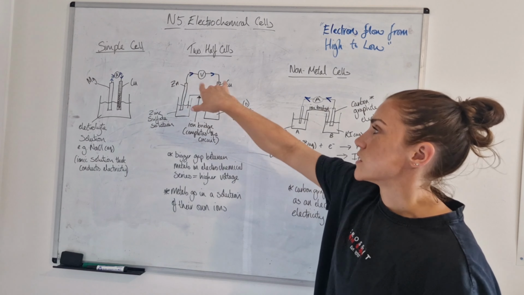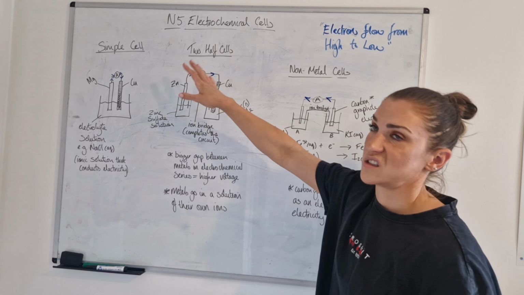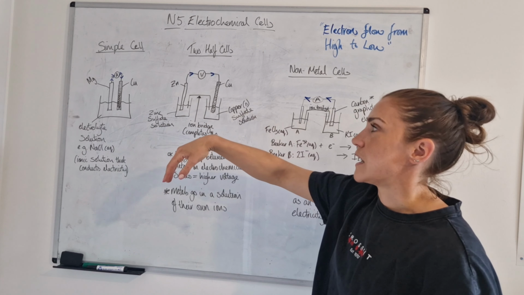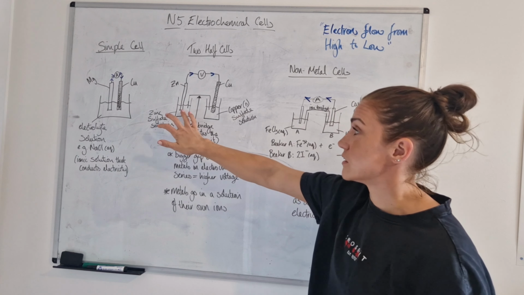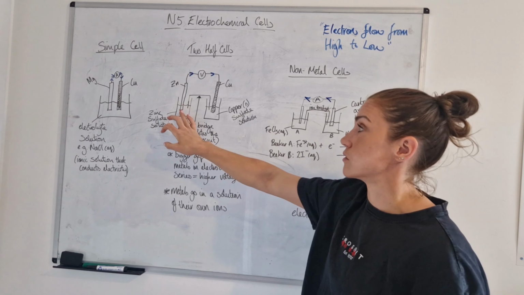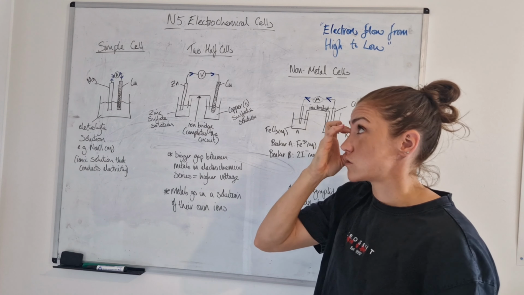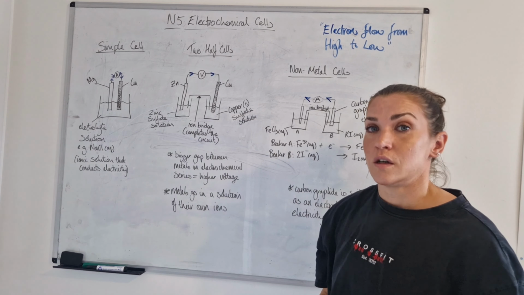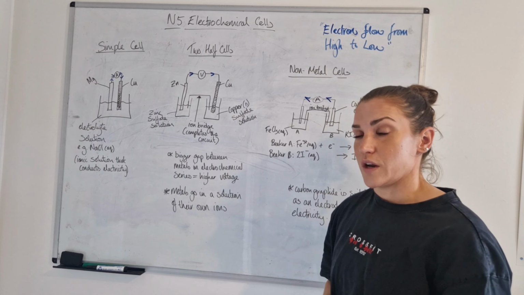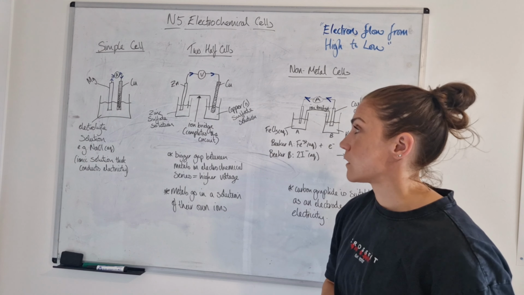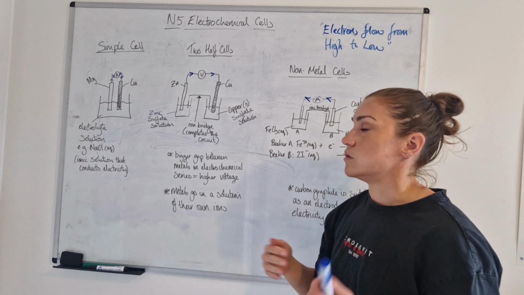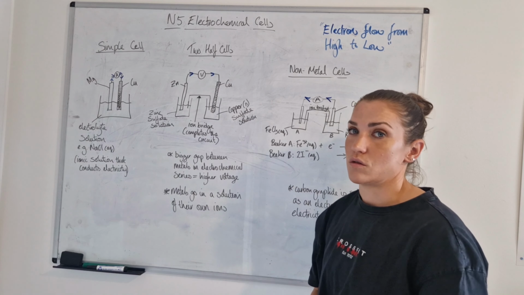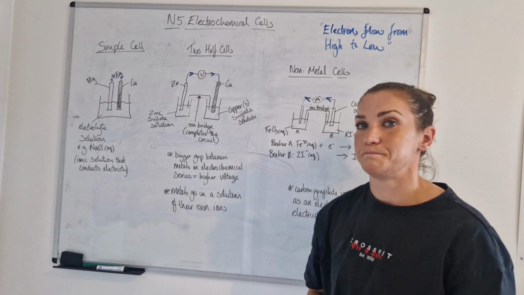So if we were to leave this cell running for a day, and then come back at the end of the day, dry off the electrodes and weigh them, we would find that the zinc electrode had lost mass, and the copper electrode would have gained mass, just because of the way that the redox reactions are working. So that's just another thing to bear in mind, that the metal electrodes will lose or gain mass depending on what reaction is happening to them.